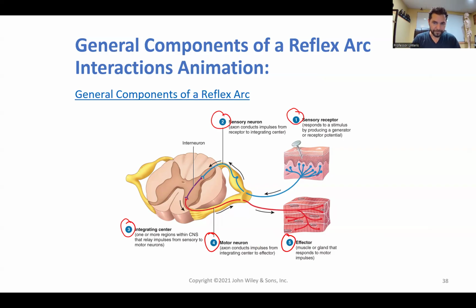Step number 1, a reflex is an involuntary response to a stimulus. So if you touch something hot, you pull your hand back. You don't do it on purpose. It happens automatically, right? So that's what we call involuntary. Step number 1, you need to detect the thing that hurts. So we're always going to start off, and I'll do this in order as I circle them, with a sensory receptor.